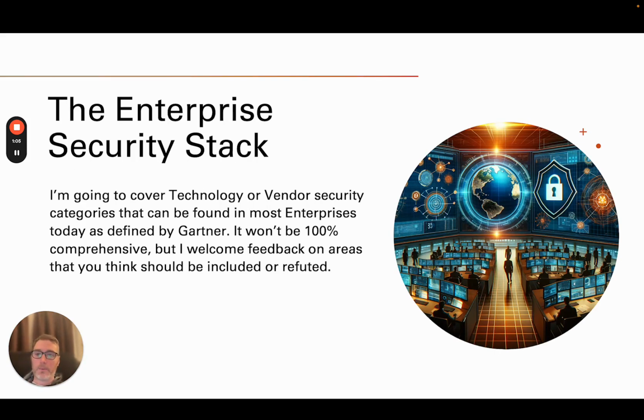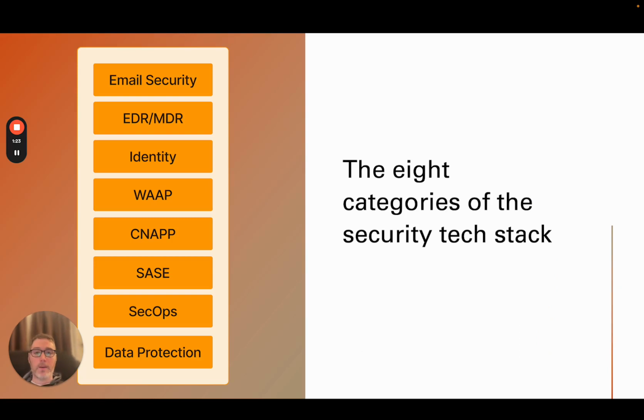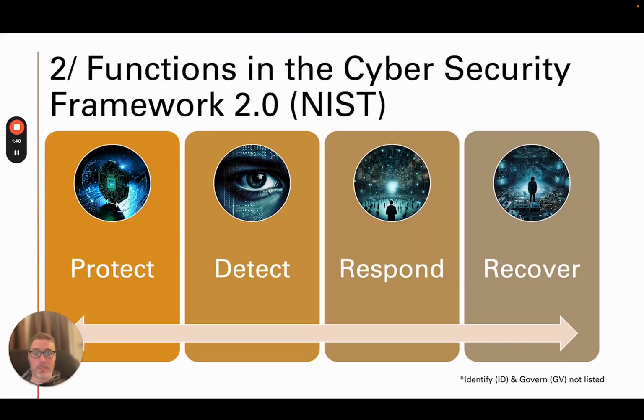So I'm going to cover the technology stack, air quotes, but really vendor security categories from the top analysts. These are things that can be found in most enterprises. It won't be 100% comprehensive. Nothing ever is. The landscape's always changing. But I do welcome feedback on areas that you think should be included or refuted if you think I got it wrong. So I found 8 major categories of the security technology stack. It includes, here on the left: email security, endpoint detection response, identity, web application and API protection, cloud native application protection platform, secure access secure edge, security operations, and data protection.